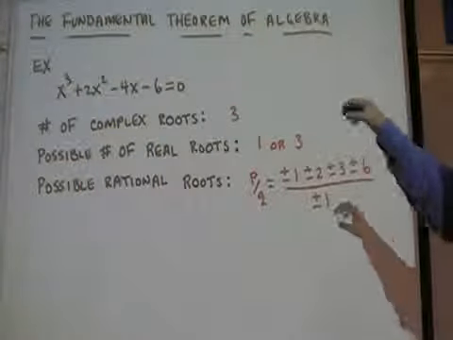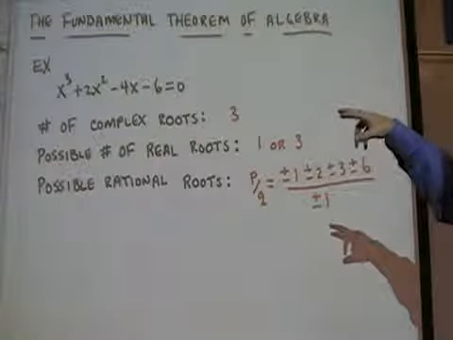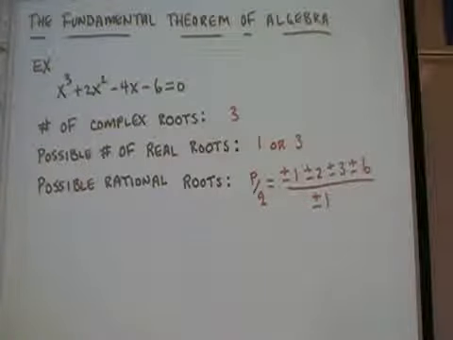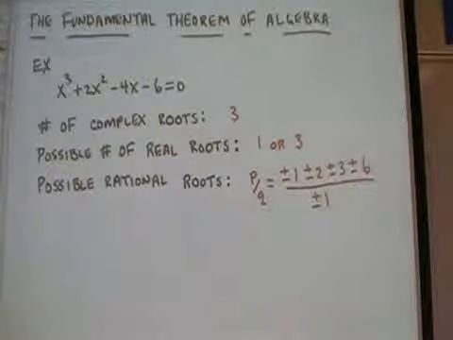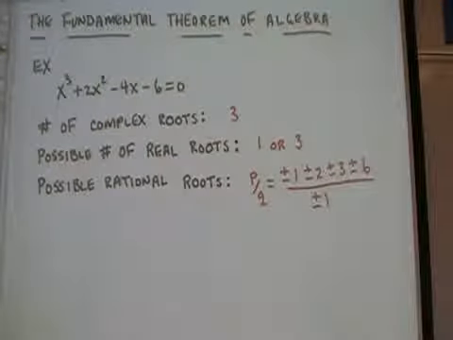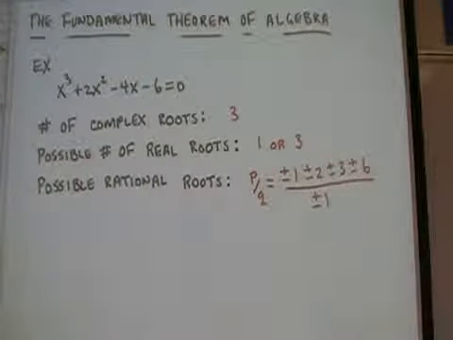Here's an example of using the fundamental theorem of algebra. Example: x cubed plus 2x squared minus 4x minus 6. Use the fundamental theorem of algebra to find the number of complex roots. That should be nothing new. The possible number of real roots, that is new. And the possible rational roots, that is not new. We've done the first and the last. But all those three together make up the fundamental theorem of algebra.